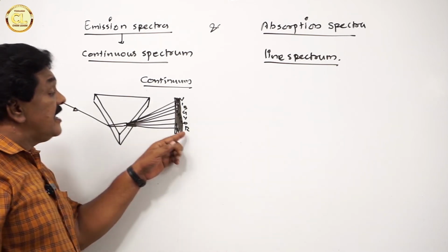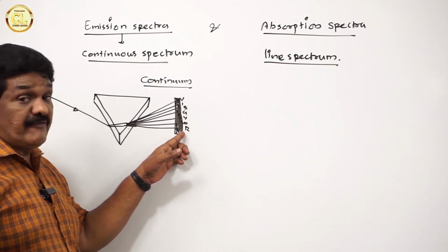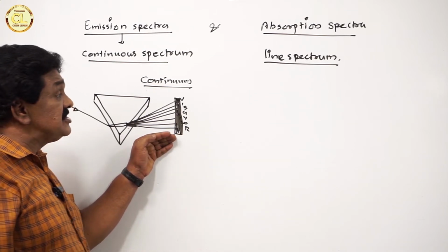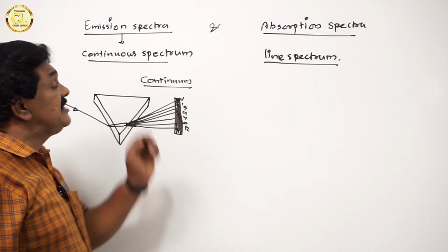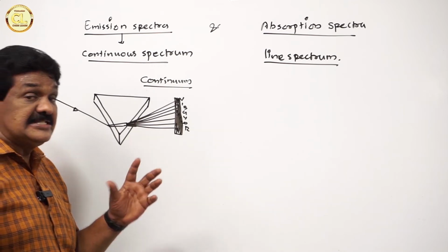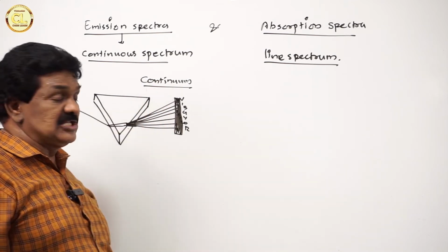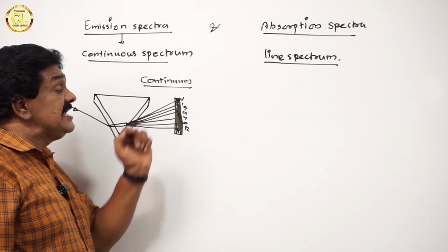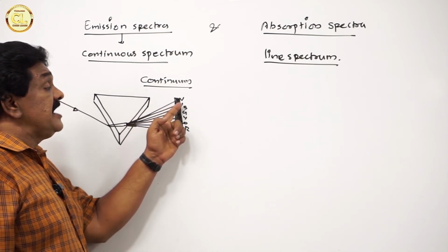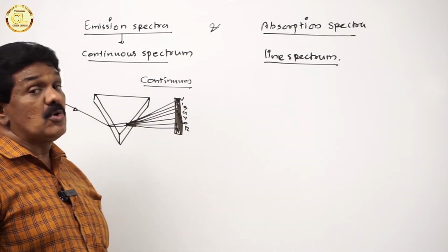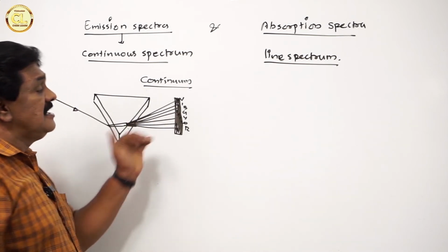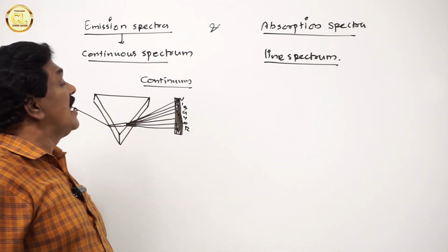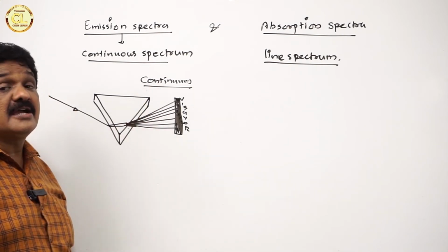Here, red light with a very long wavelength is deviated to a small extent, and violet with a very short wavelength is deviated to a larger extent. In this spectrum, violet merges in indigo, then indigo merges in blue, and so there is no gap between the constituent colors in this spectrum. That is why the spectrum is called continuous spectrum.